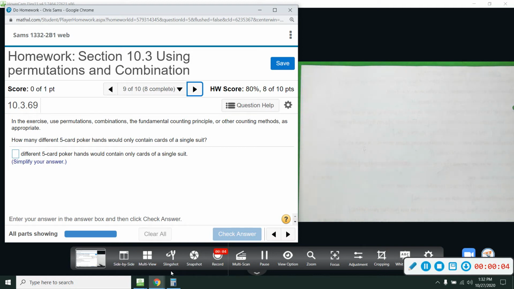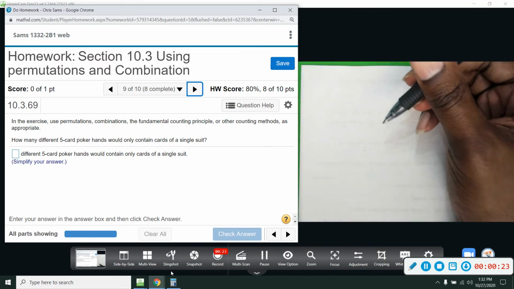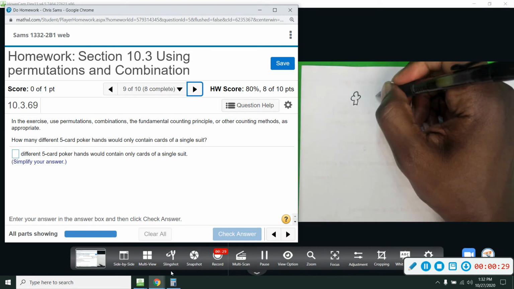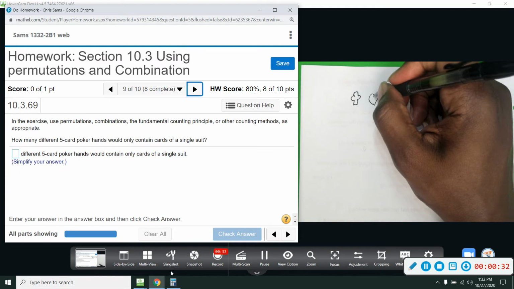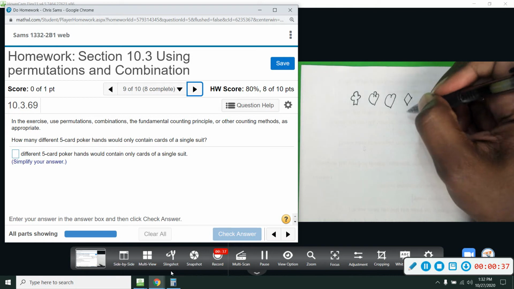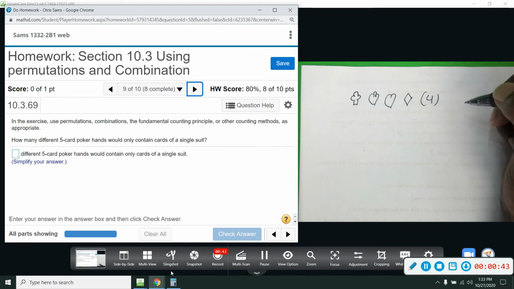All right, number 9. We're going to use permutations, combinations, the fundamental counting principle, and other methods as appropriate. It wants to know how many different 5-card poker hands would only contain cards of a single suit. So that means if we did 5 cards, we want to know if it would only be clubs, or only spades, or only hearts, or only diamonds. So there are 4 suits that we have to do this for.